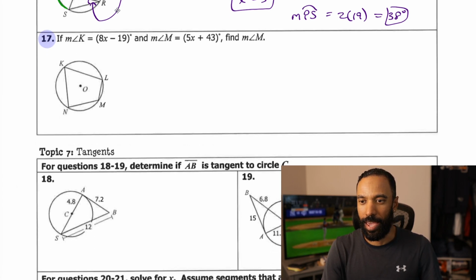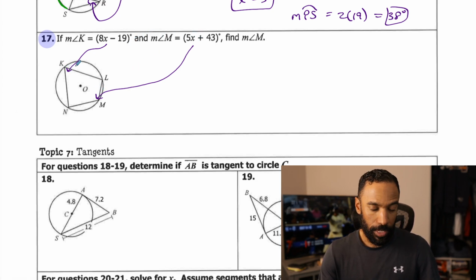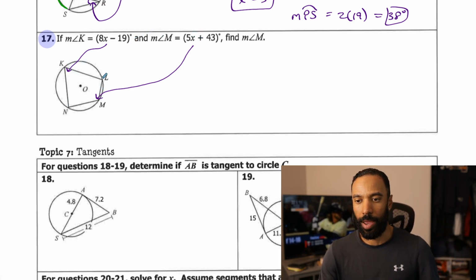Okay, number 17. If the measure of angle K is 8x minus 19, I already think I see where this is going. Measure of angle M is 5x plus 43 degrees. Find the measure of angle M. So solve for x. Now, these are not equal. They don't look equal either. This is an inscribed quadrilateral.